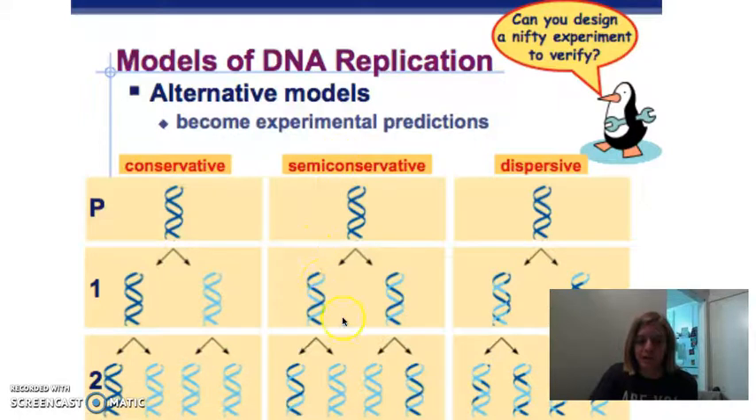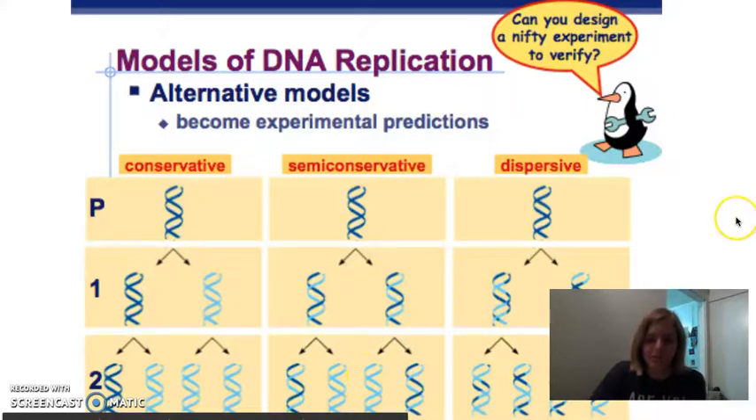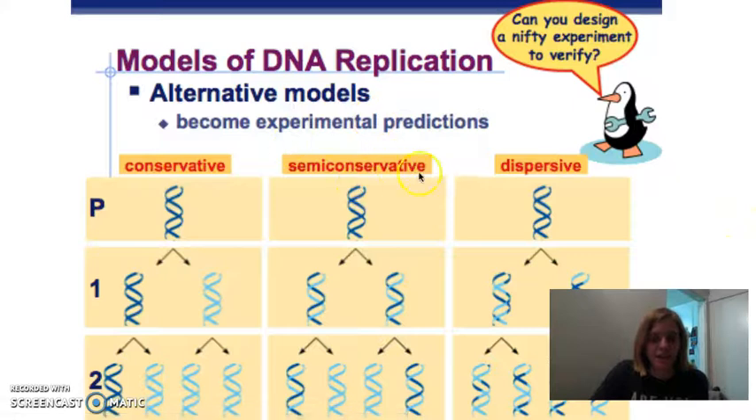in which after one round you have one strand of old parental DNA and one strand of new DNA, in both. And after both rounds, you end up with one strand of the original and one strand of the new, and then two of those end up with two brand new daughter molecules of DNA. And we come to find out that this is actually the model that our DNA follows during replication.